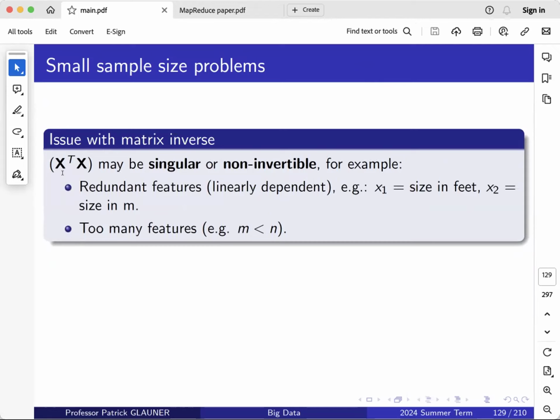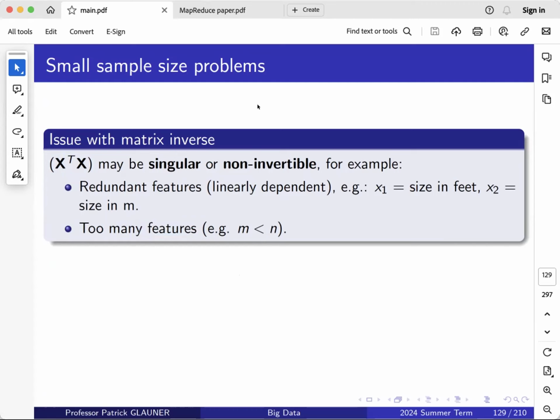And there can be multiple reasons for that. One reason can be that I have too many features, that I have more features than samples. And this would be specifically a small sample size problem. I don't have enough samples. I have more features than samples, meaning more columns than rows. And if that's the case, X transpose X is guaranteed to be singular. I will not be able to invert it.